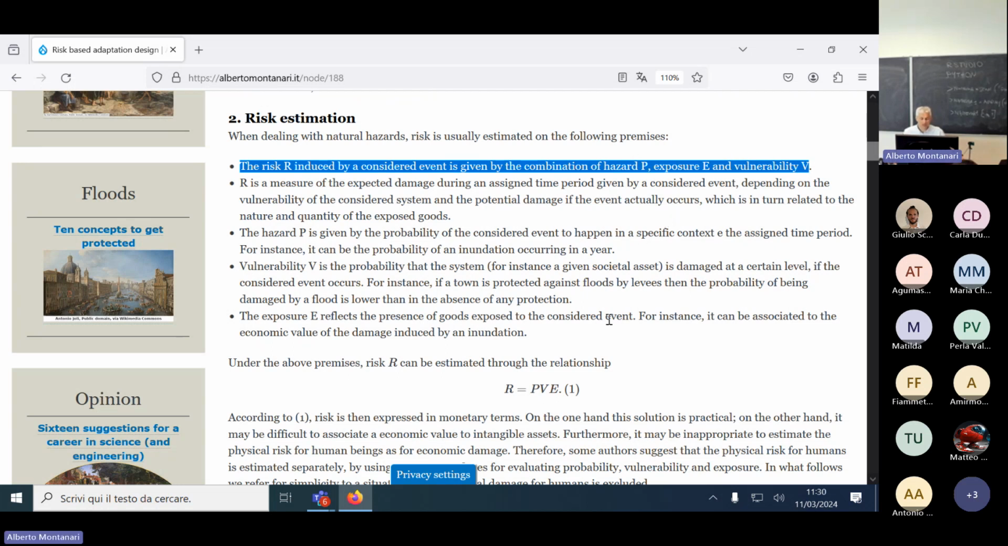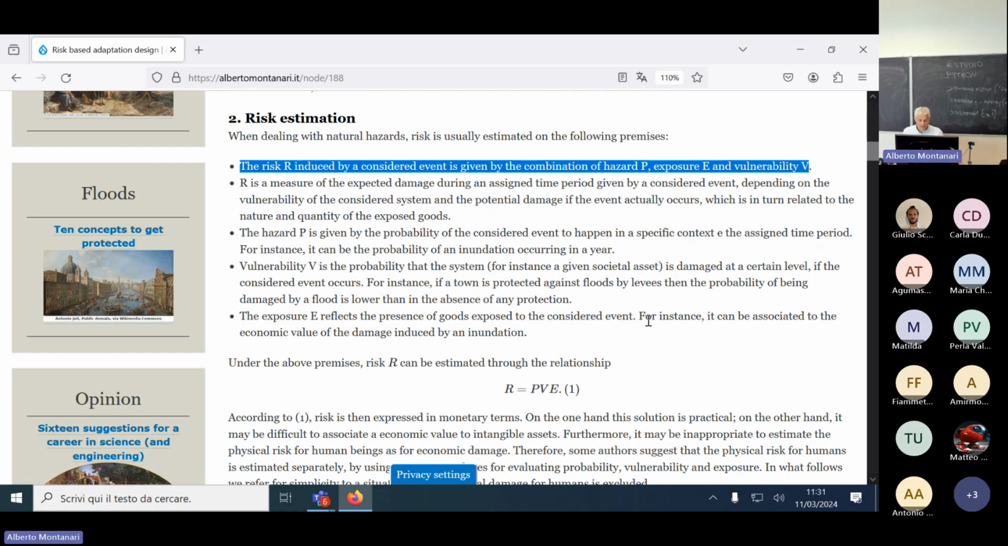There are some contributions in the literature which add a fourth factor. Let's stick to this definition, which is very easy. You see, it's a simple multiplication. It's very easy to remember, and as you will see, the concept is very easy too. So first of all, let me anticipate: what is the unit of risk?